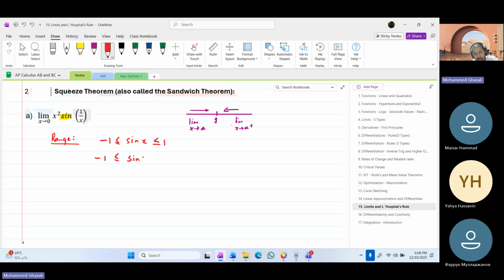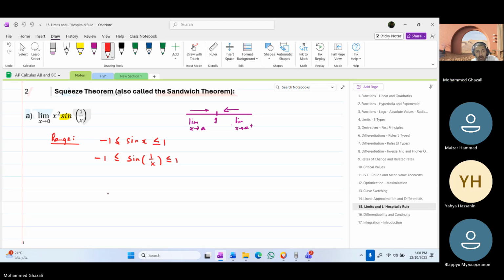What about the range of sine 1 over x? It is still between -1 and 1. Because remember, amplitude is the number in the front. The minimum and maximum value won't change if the only thing that you are changing is the inside.